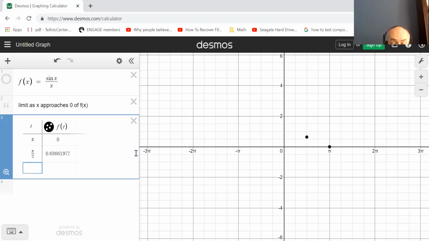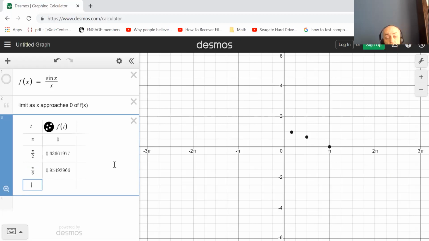So let's take pi over 6. That's even closer to 0, right? So pi over 6 is 30 degrees, folks. So you divide 180, right? Pi is 180 degrees. Dividing into 6 parts is 30 degrees. So you can see that this number is larger than the one before. And then we get numbers that are even closer to 0.